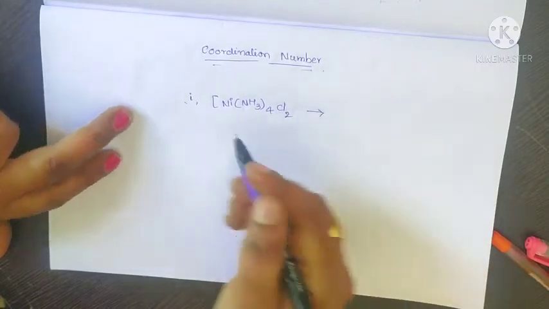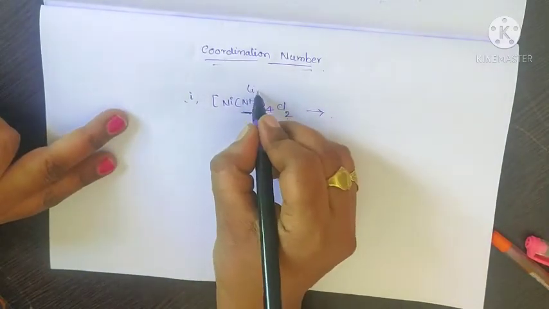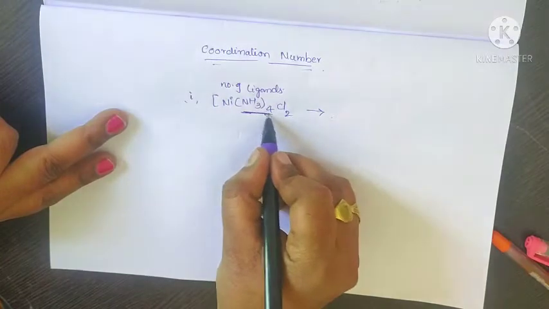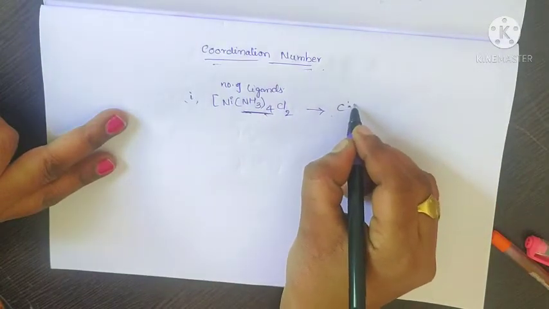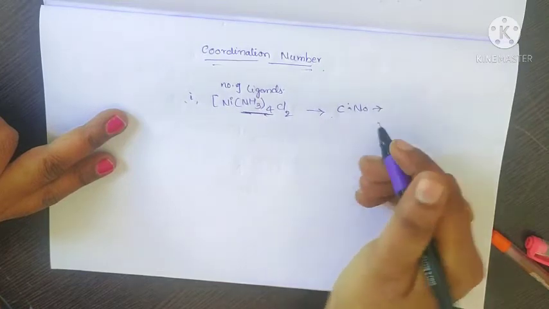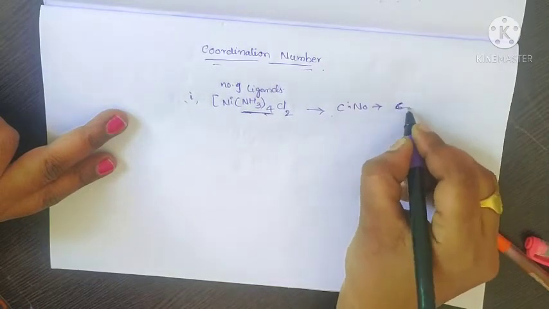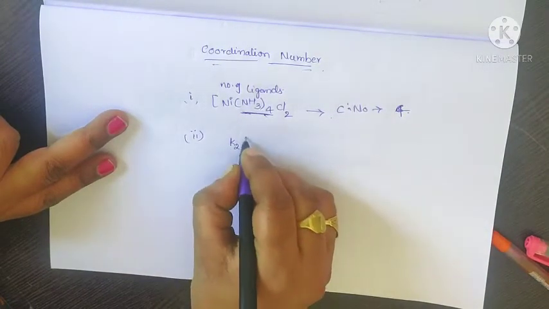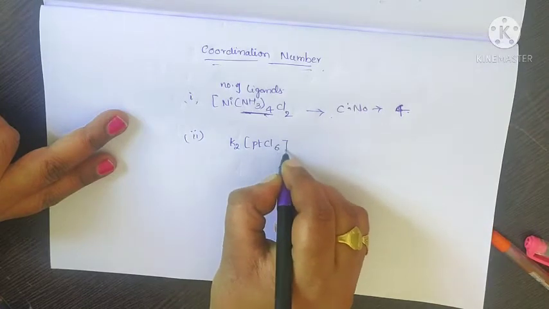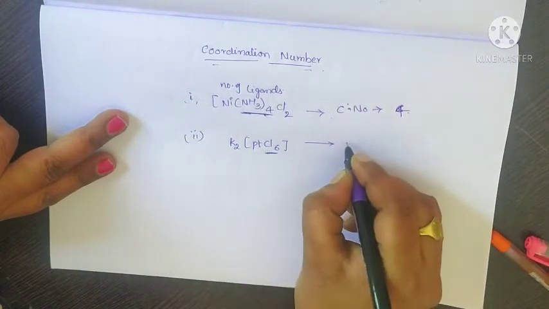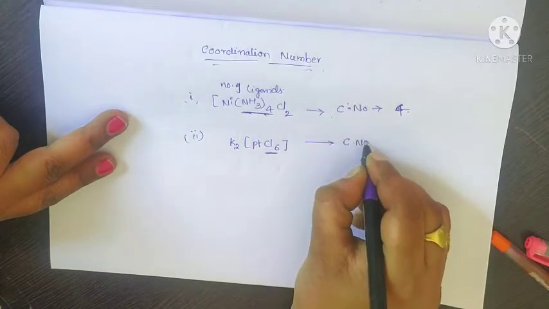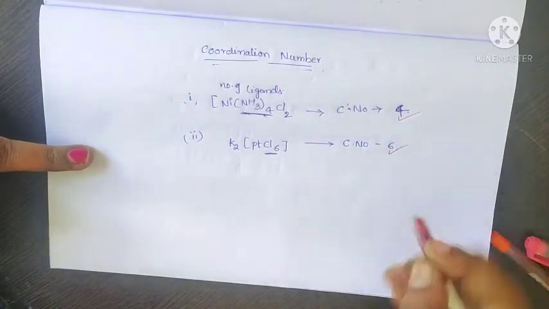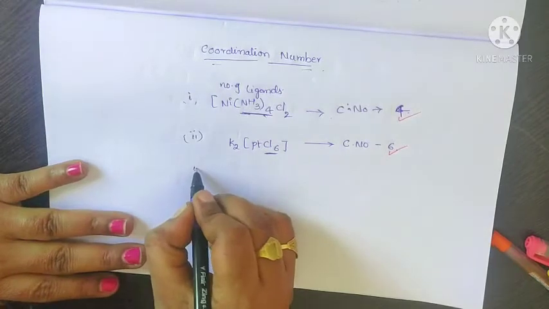For example, let's look at this example, [Ni(NH3)4]Cl2. Ammonia is a ligand, so the number of ligands is 4, which represents coordination number 4. And second one is K2[PtCl6]. In this, inside the square brackets the ligands are chloride ions. How many chlorine atoms are there? 6 chlorine atoms. So the coordination number is 6.